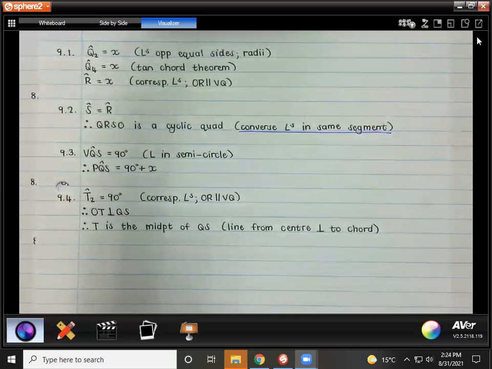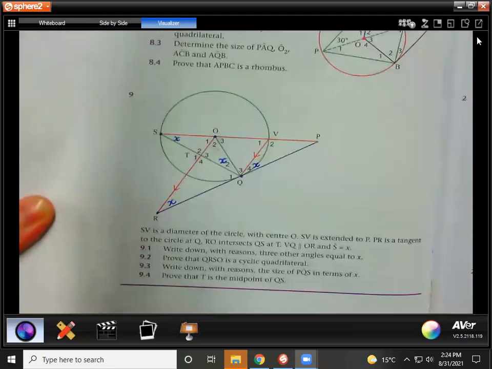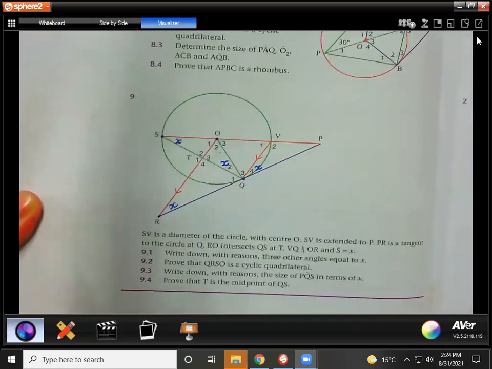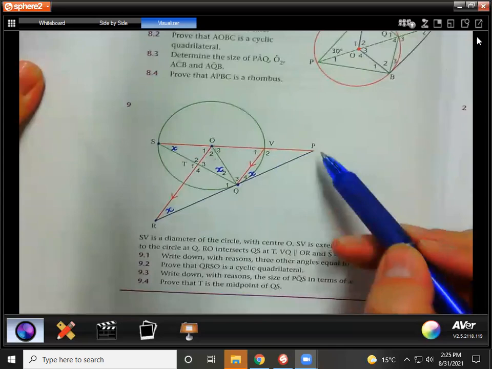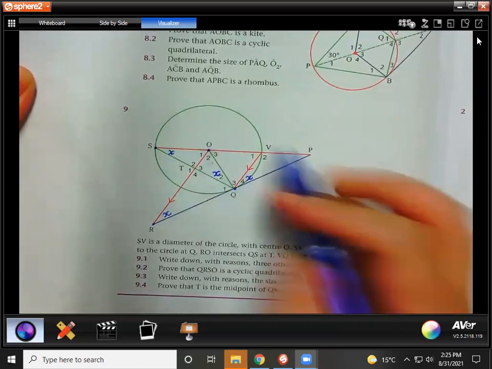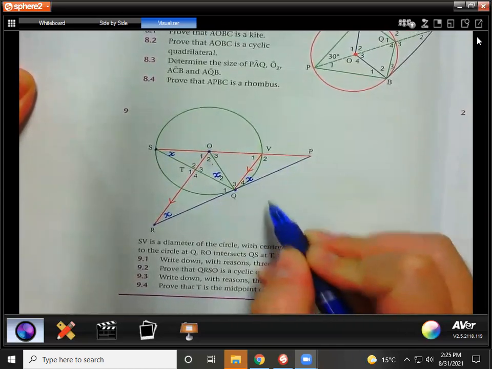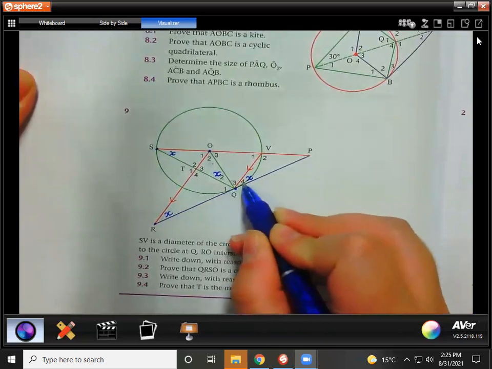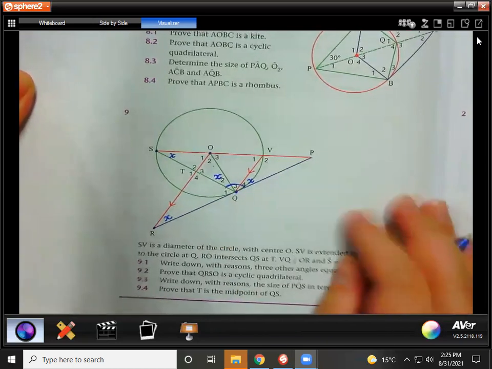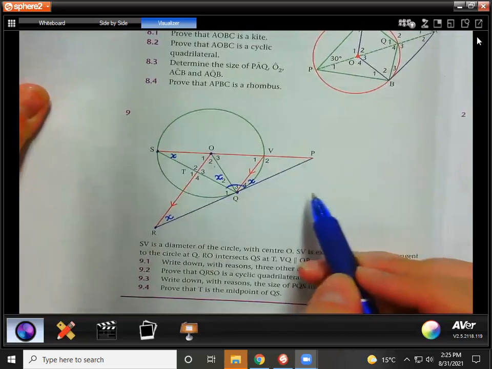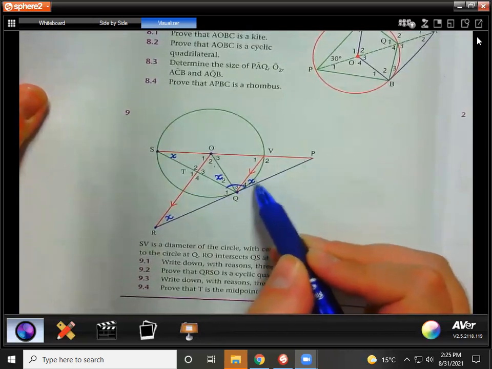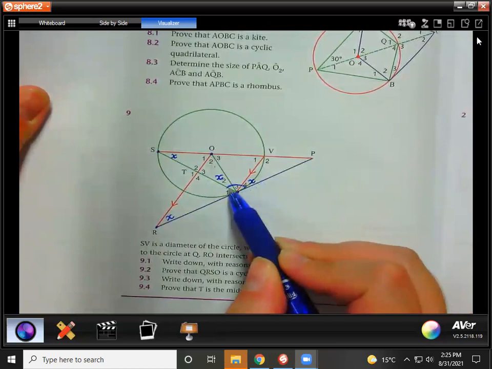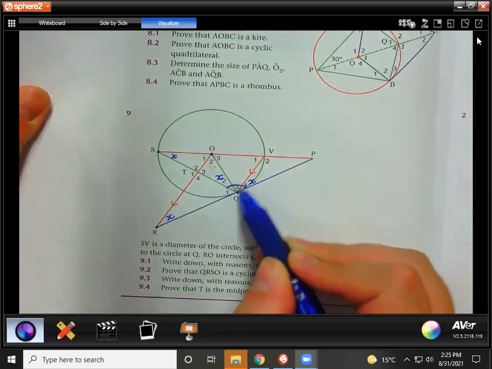No problem. All right, then for 9.3, they said write down with reasons the size of PQS in terms of X. So if we go back to the diagram, the size of PQS is now this whole angle. PQS is that angle there. Right, so they want that angle in terms of X. Now guys, we already know that that part of the angle is X. Now what is this angle going to be?